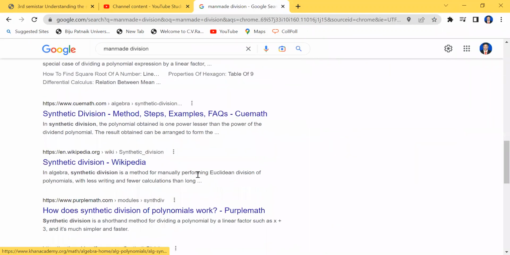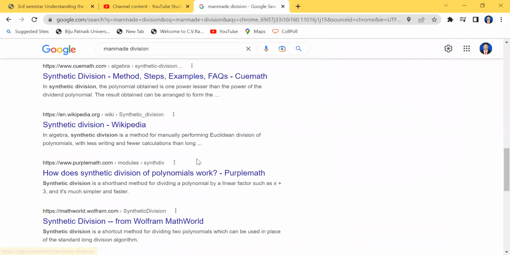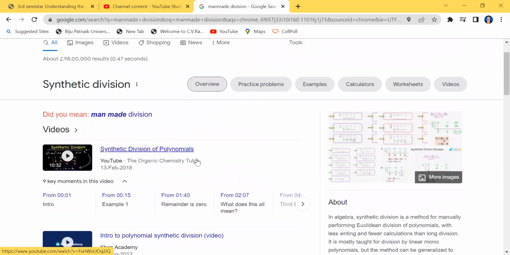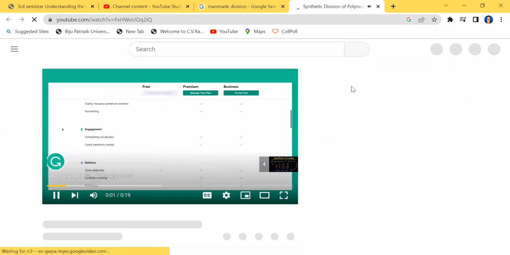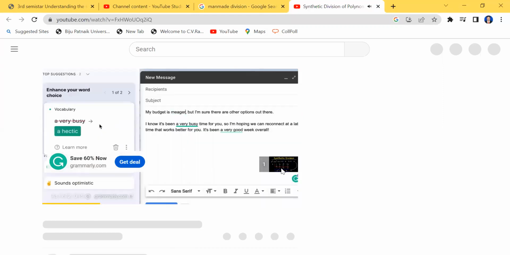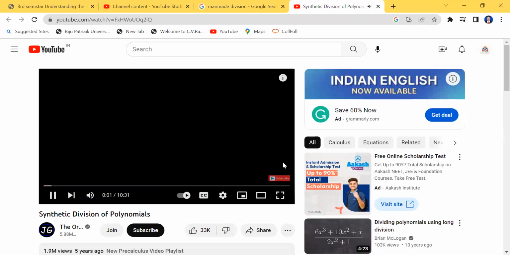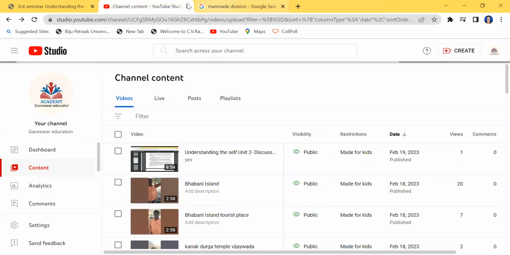Police, synthetic division, that is also a man-made division. How does a synthetic division, such as polymer, work? That is a man-made division. Synthetic divisions, one can say. Man-made divisions, we can say. So man-made divisions are a different form of this life actually.